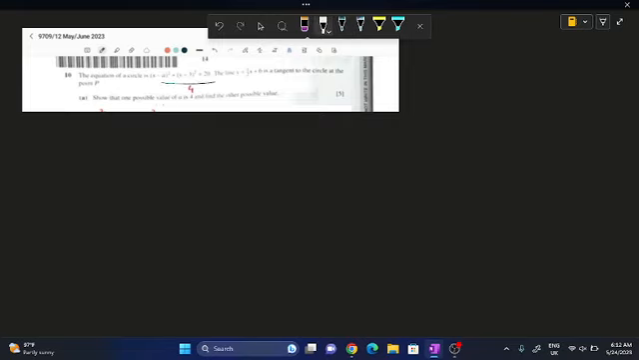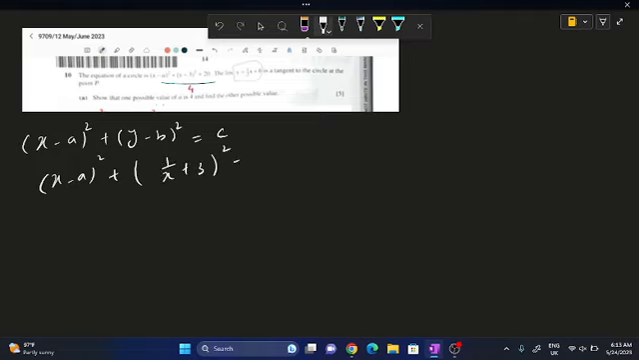So first of all you have to write down the equation of a circle, that is (x minus a) whole squared plus (y minus b) whole squared, which is equal to some constant c. Plug in the relevant values over here. So (x minus a) whole squared plus, put in the value of y that is given in this question, (half of x plus 3) whole squared, which is equal to the constant 20.